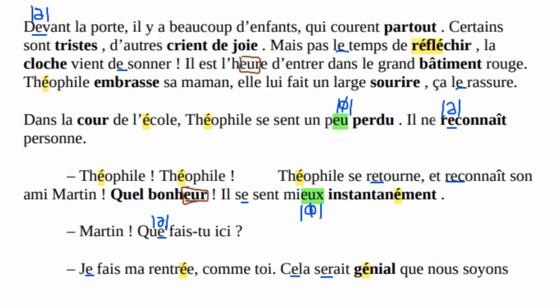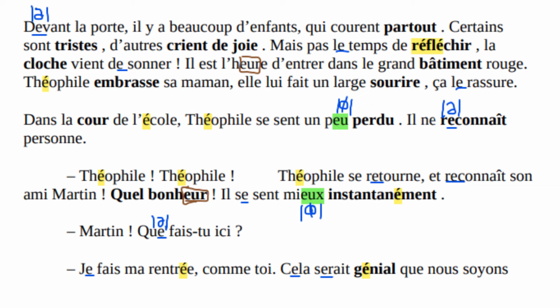Théophile. For Théophile, can we see our accent aigu there? Embrasse sa maman. Elle lui fait un large sourire. Ça le rassure. Dans la cour de l'école, for école, can we hear the accent aigu? Théophile se sent un peu perdu. For peu, there we have a EU in English, so we have it to be EU in French language, which gives the sound E. Un peu perdu.